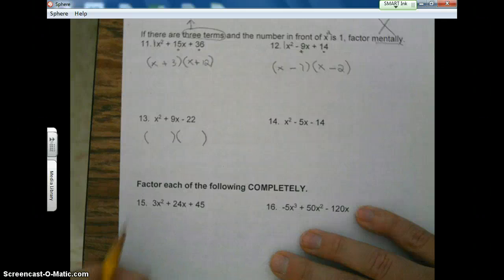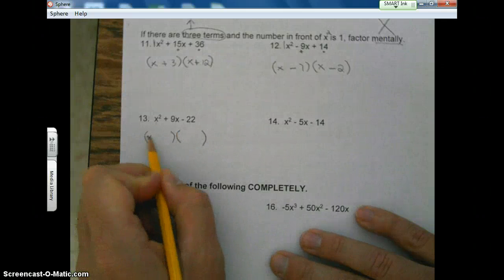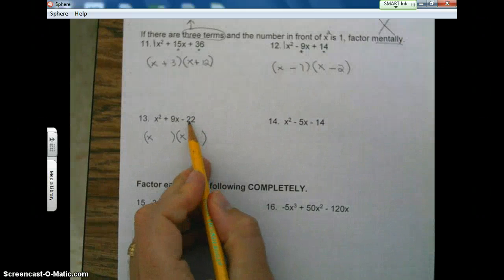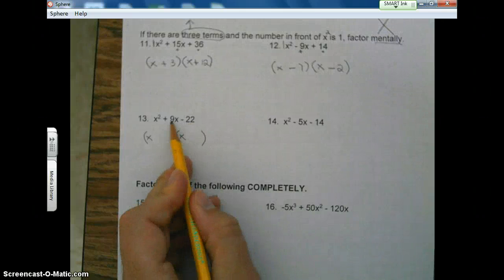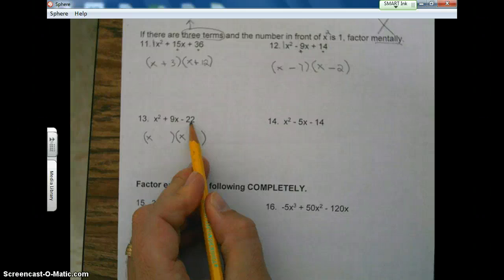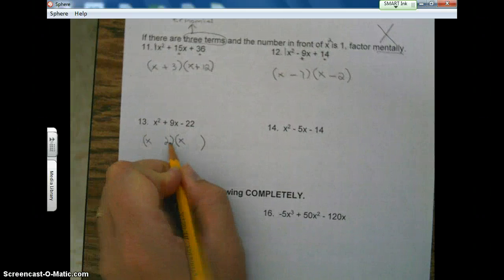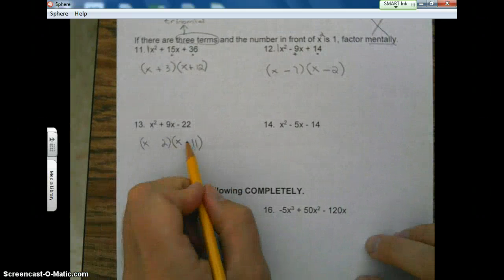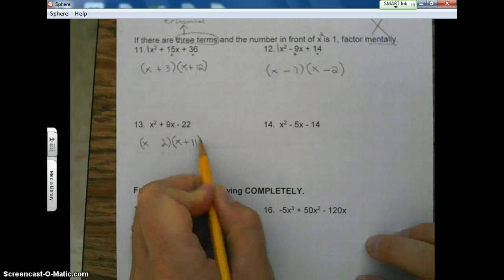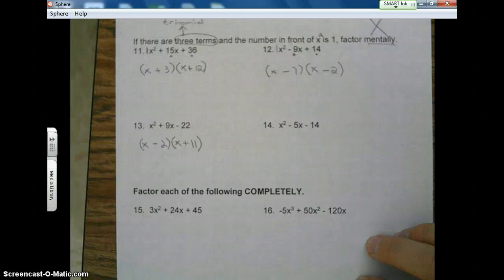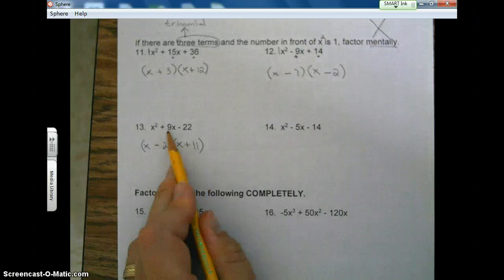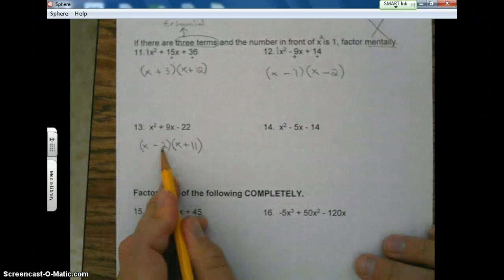Let's see. So the x squared breaks up to x times x. Now 22. 1 and 22? No. 2 and 11? Yep. 2 and 11. 2 times 11. Now, my middle number is positive, so the bigger number gets the positive, the smaller number gets the negative. Negative 2 plus 11 is 9. Negative 2 times 11 is negative 22. Let's take a look at 14.